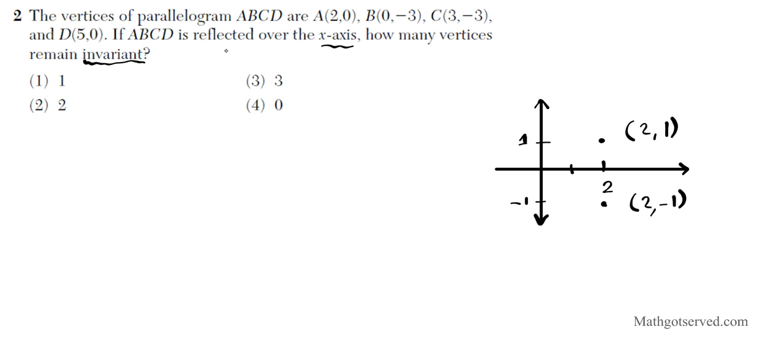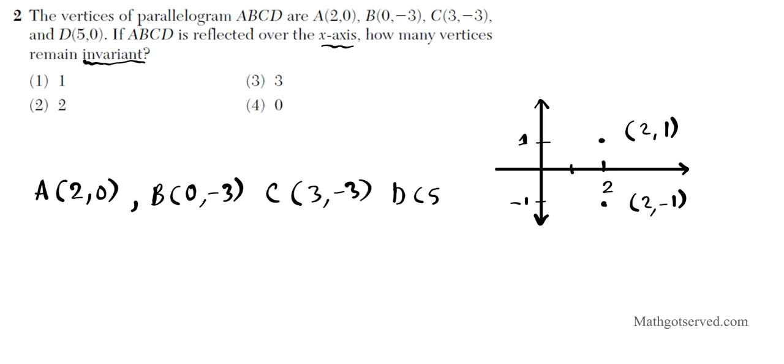So if I reflect ABCD about the x-axis, what's going to happen to these points? We have A is (2, 0), B is (0, -3), C is (3, -3), and D is (5, 0). So if I reflect about the x-axis, I'll negate all the y's. You see all the y-coordinates here? I'll just simply take the opposite of the y-coordinates. The coordinates that remain unchanged, those are the ones that are invariant. So let's go ahead and do that.